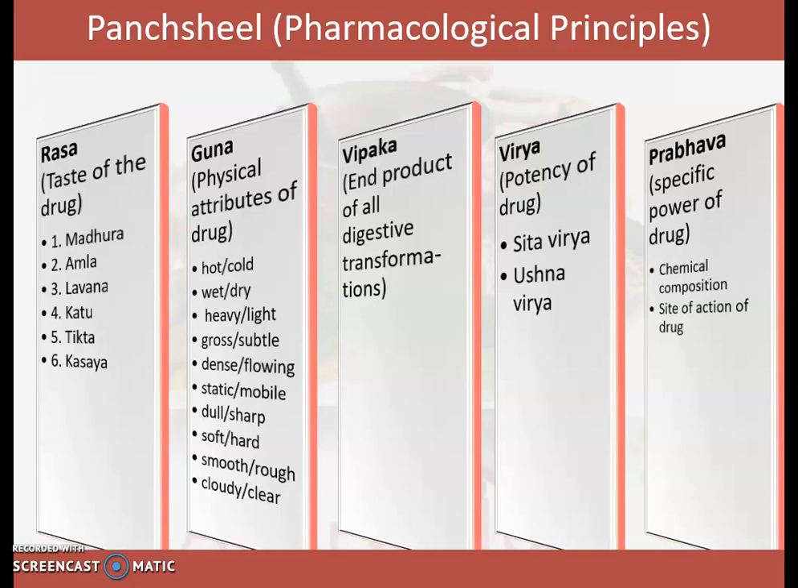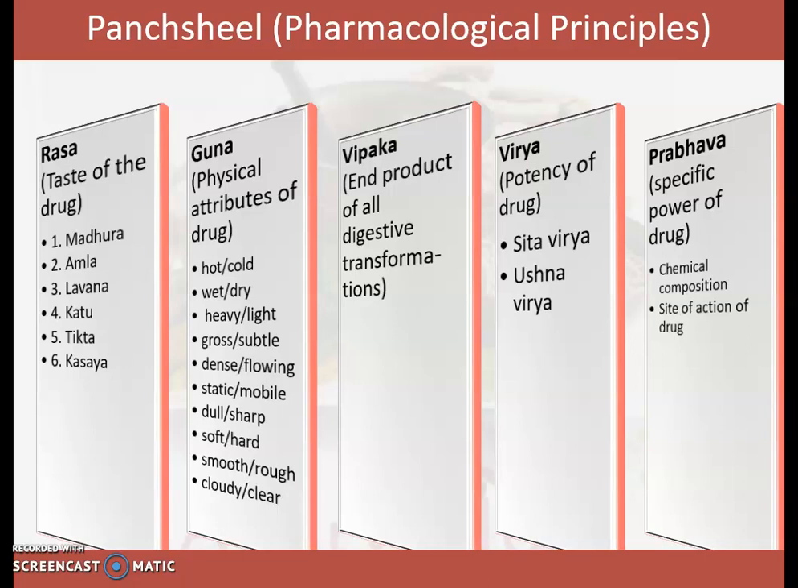The gunas, meaning the qualities of a pharmacological substance, can be divided into five types: the Rasa, Guna, Vipaka, Virya and Prabhava. Rasa consists of the taste of the drug, and Guna is the physical attributes or the properties of the drug, and Vipaka is the end product of all digestive transformations, that is the final transformation, and Virya relates to the potency of the drug, the efficacy of the drug, and Prabhava is independent of the above four, and it relates to specific power of the drug.